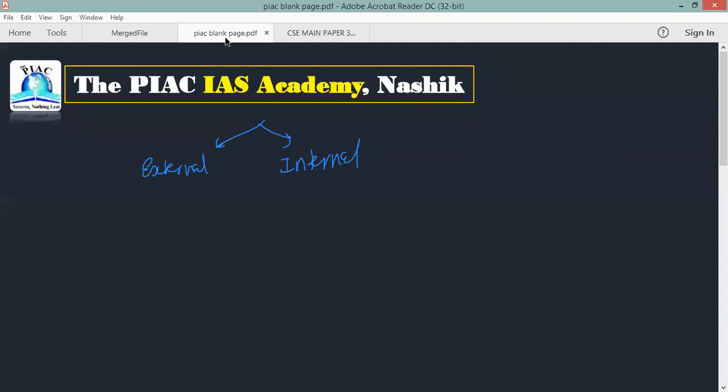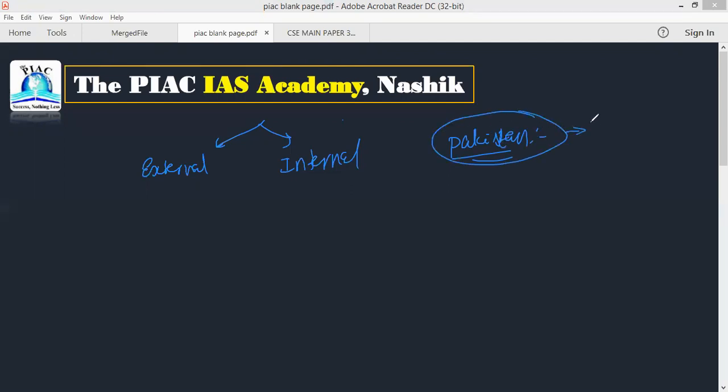Here state-sponsored terrorism may be there. For example, Pakistan is sponsoring state terrorism. It is providing them with weapons and money and trying to destabilize our country.